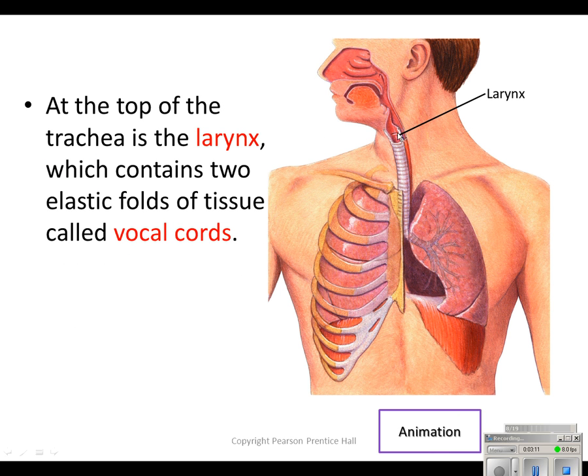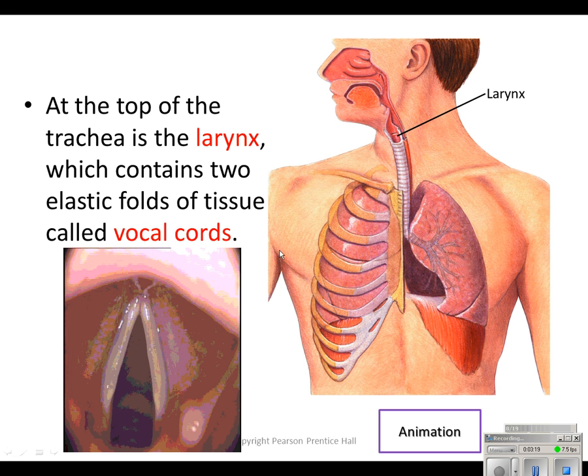And at the top of the trachea is the larynx, which is also called the voice box. And there's two elastic folds of tissue called vocal cords in there. And that's what these actually look like. So here, you see these two folds. These are the vocal cords. If we look at how they work, we can see that as air passes through them, they're going to vibrate.